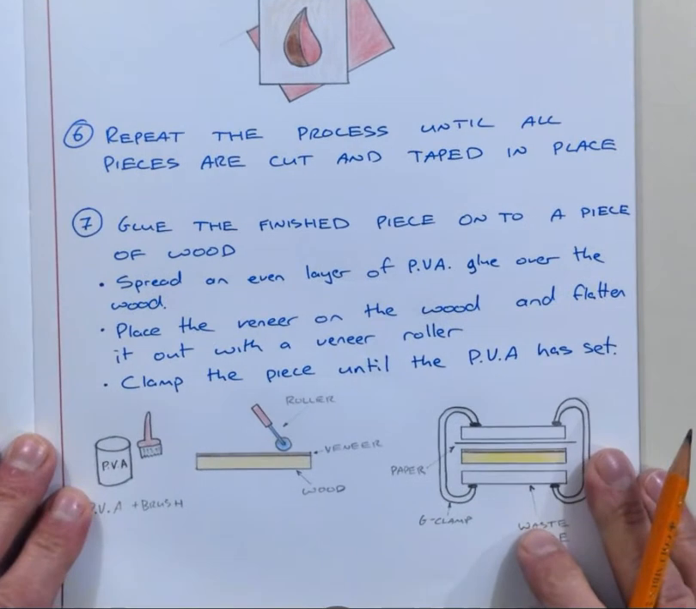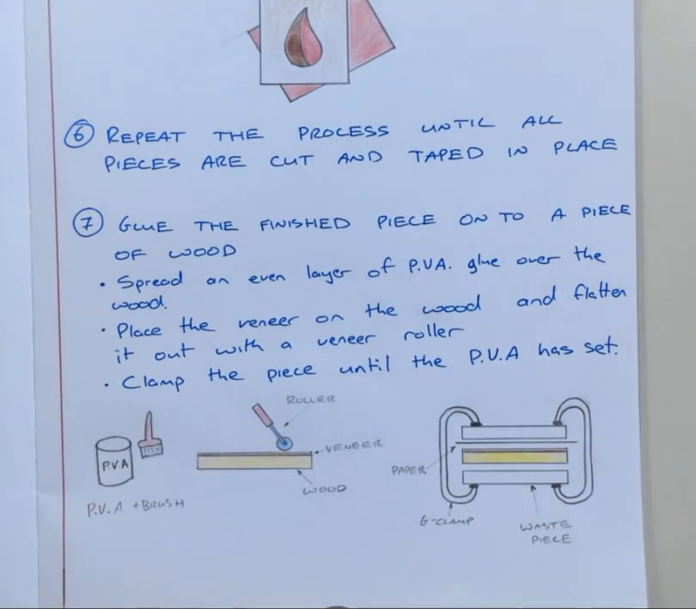If you've got more pieces, you just repeat the process until all the pieces are cut and taped in place. So whether you've got 2 pieces, 3 pieces, or 100 pieces, it's the same method. You cut a hole out, trace it onto a piece of veneer, and then you tape the bit back in. So it's nearly like putting a jigsaw together.